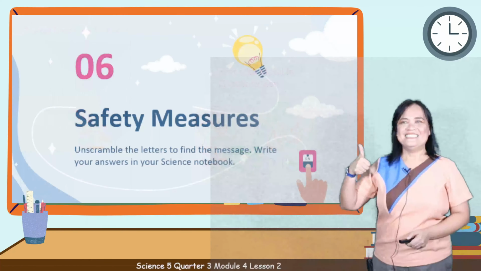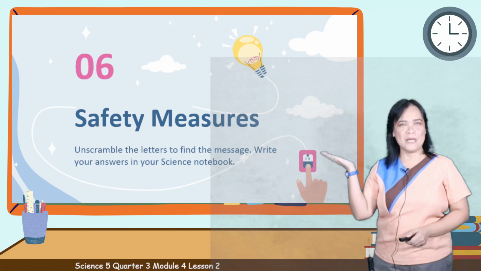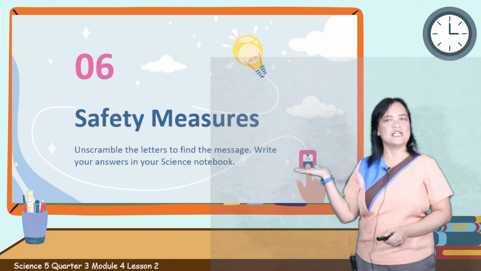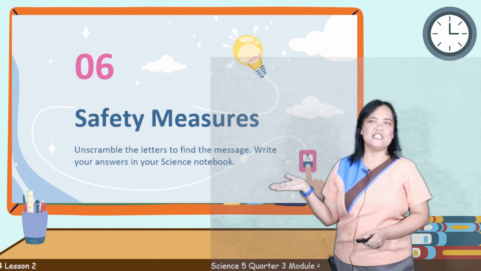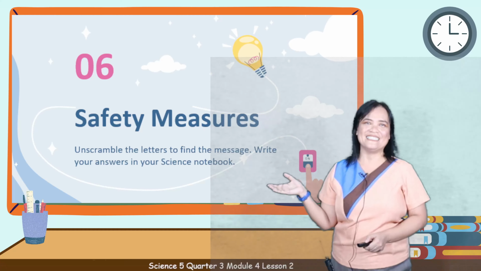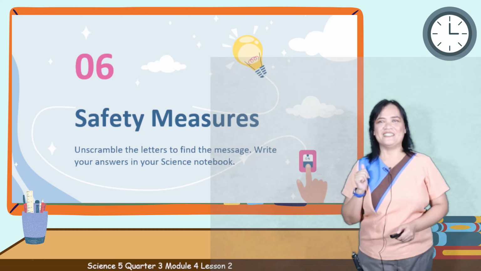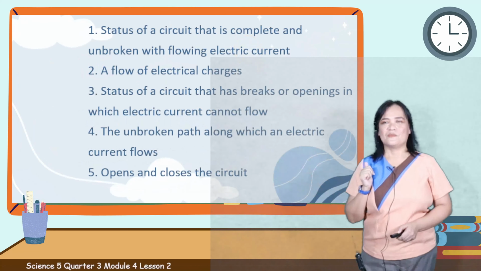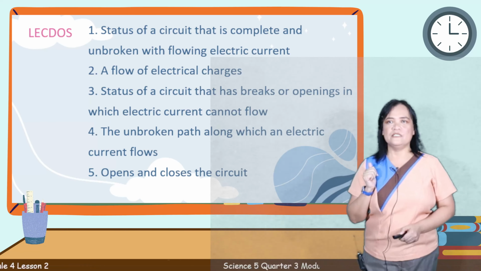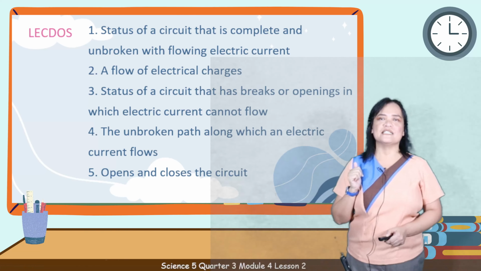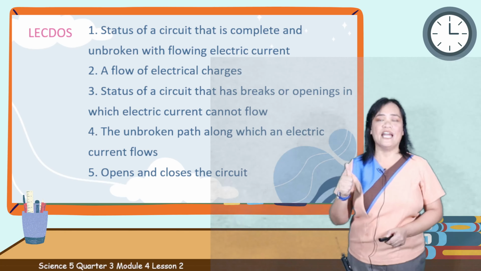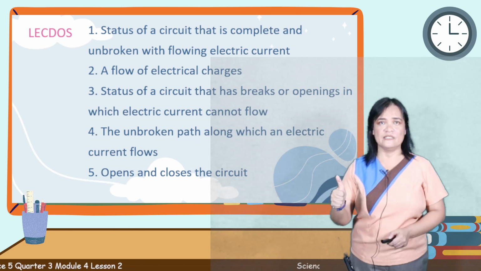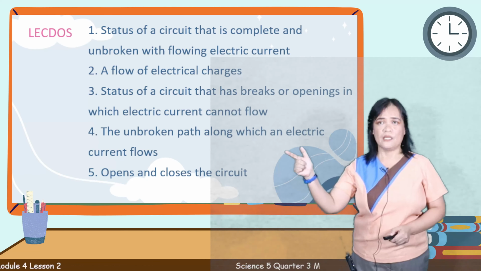Okay? So safety measures. Unscramble the letters to find the message. Alright. So write your answer in your science notebook again. Okay? Ready? Start. Status of a circuit that is complete and unbroken with flowing electric current. That's the unscrambled letters.